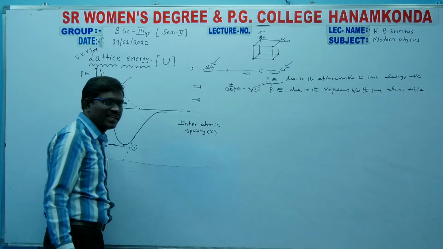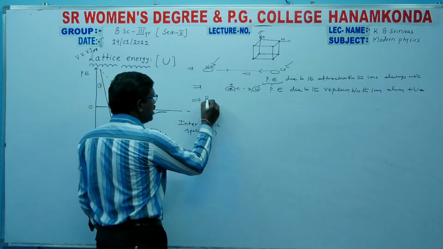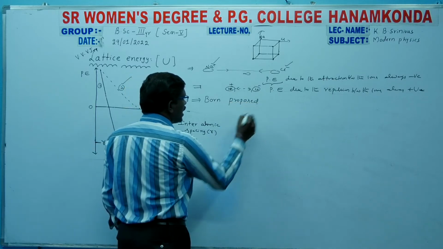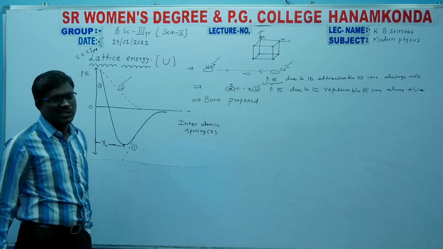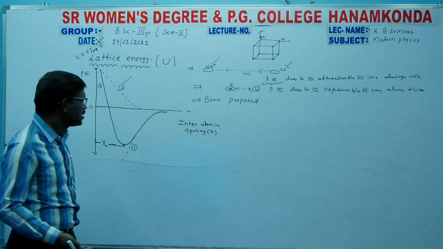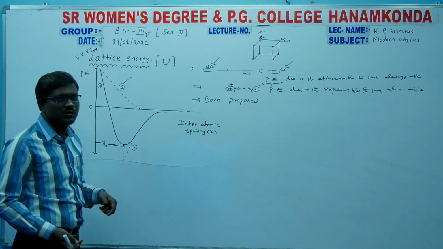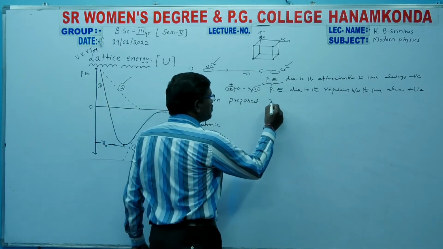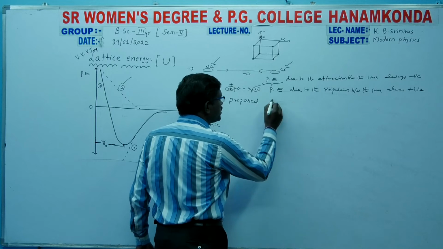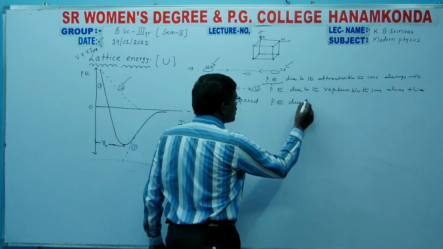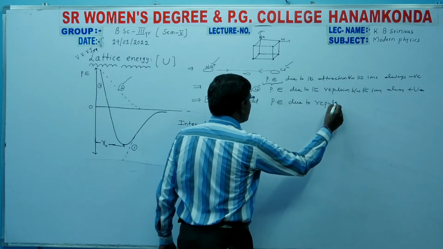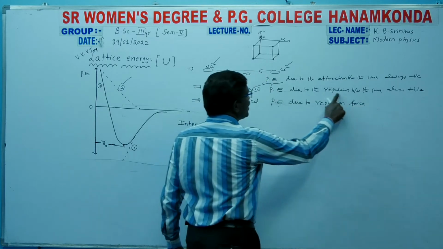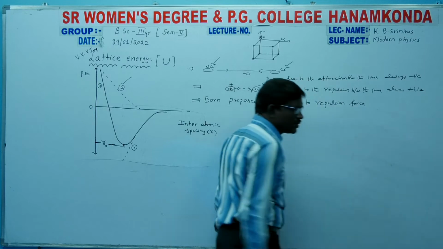Max Born is a very famous scientist. Born only calculated the repulsion force, the repulsion potential energy. Potential energy due to repulsion force was calculated by Born. Born proposed the repulsion potential energy, or potential energy due to repulsion force. Potential energy due to repulsion force is always positive.